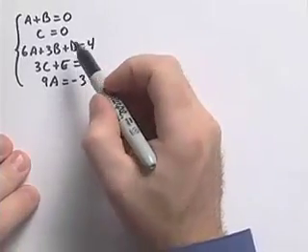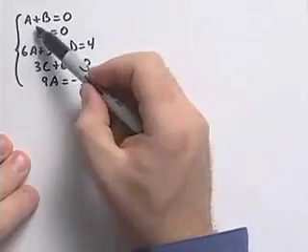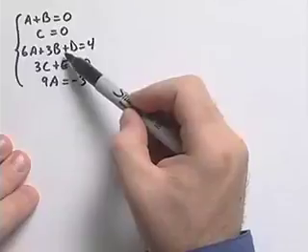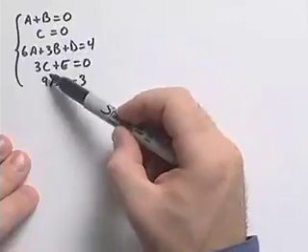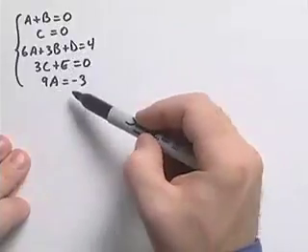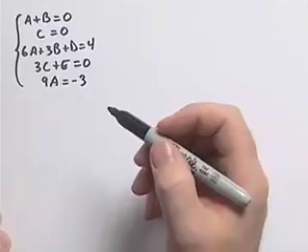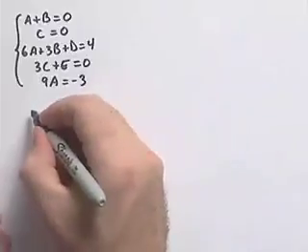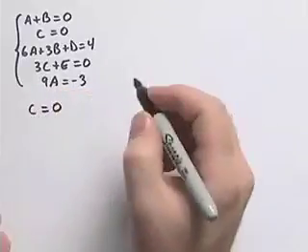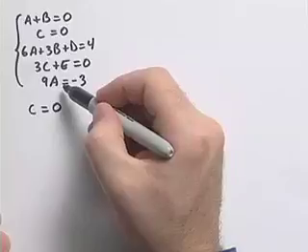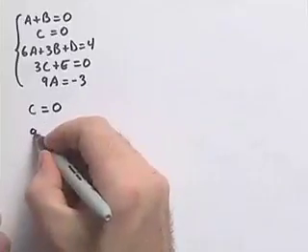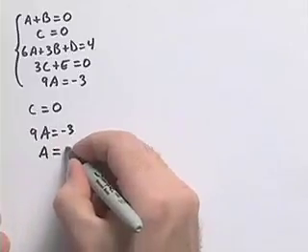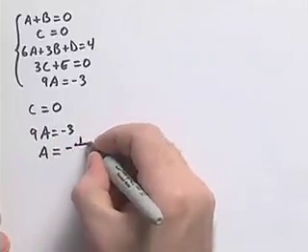When we equate the coefficients, we get the following system. We'll get A plus B equals 0, C equals 0, 6A plus 3B plus D equals 4, 3C plus E equals 0, and 9A equals negative 3. We can look and see in the second equation, we already know that C is going to equal 0. We'll go ahead and write that down. Look at the very last equation, 9A equals negative 3. That tells us that A is equal to negative 1/3.